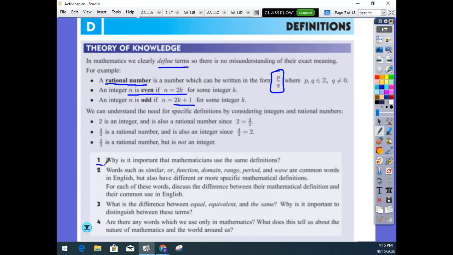So why is it so important that mathematicians use the same definitions? You think about, theory of knowledge for math is so critical. We have to have the same definitions or they will lead to different conclusions. Everything's based on your definition.